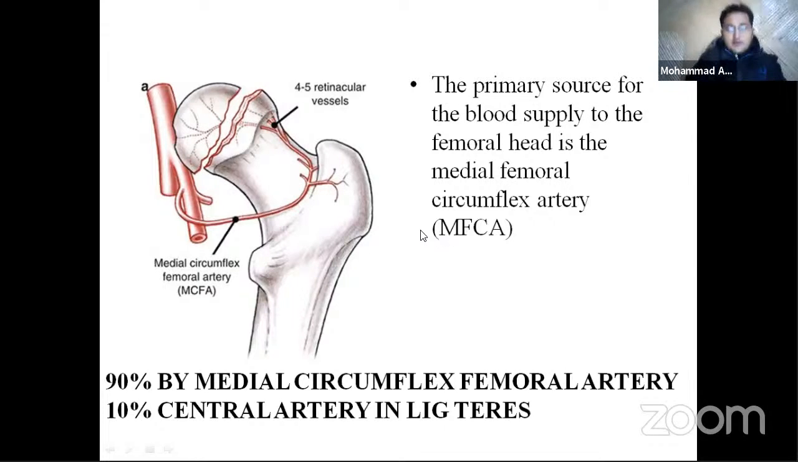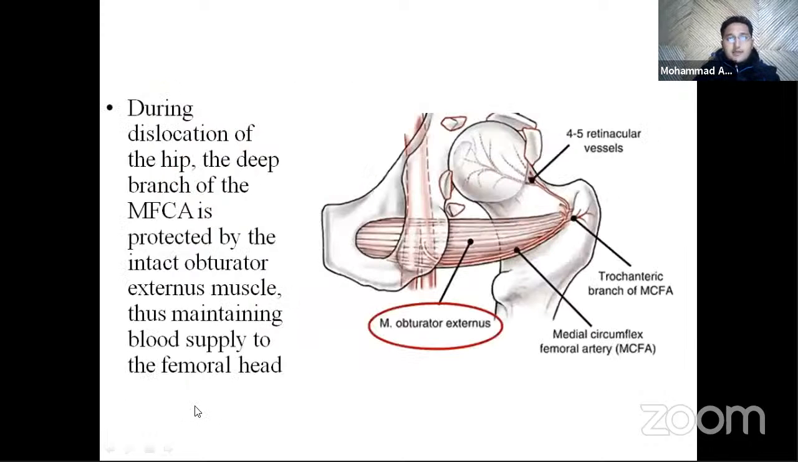and the authors found out that 90% of the femoral head was supplied by this medial circumflex femoral artery. The rest, 10 to 15% of the perfusion, was done by central arteries in the ligamentum teres.